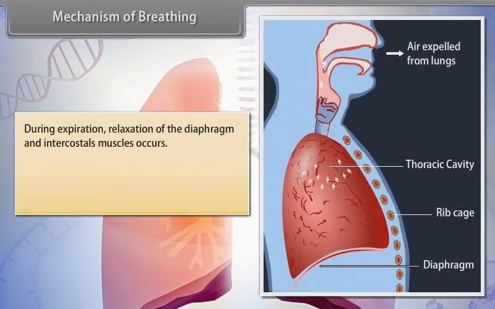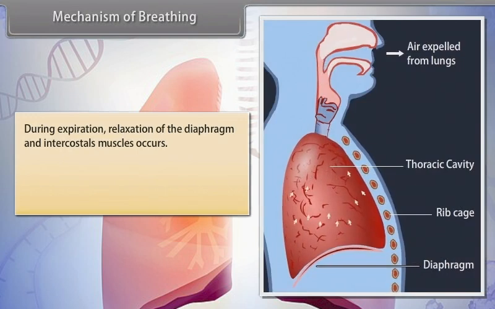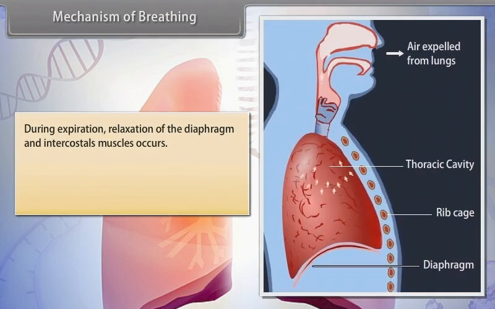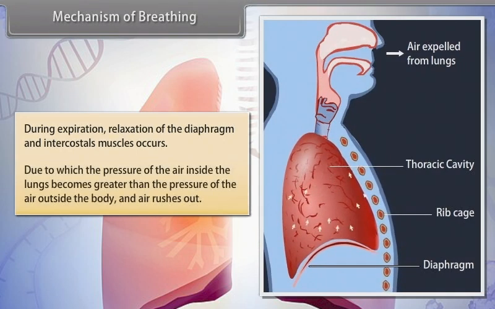During expiration, relaxation of the diaphragm and intercostal muscles occurs, due to which the pressure of the air inside the lungs becomes greater than the pressure of the air outside the body, and air rushes out.